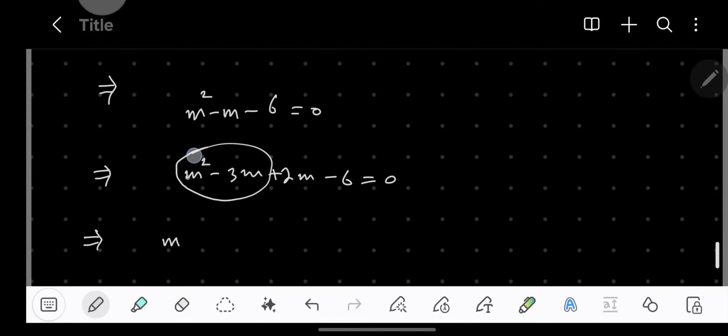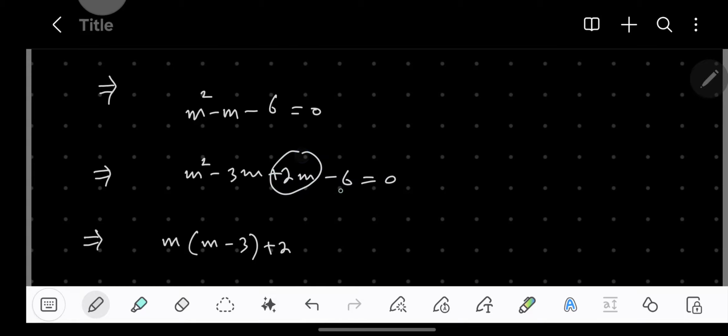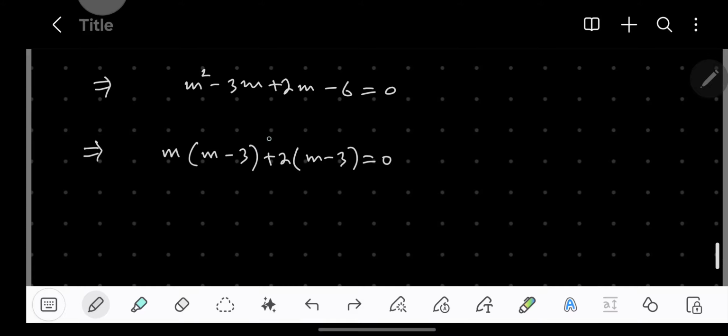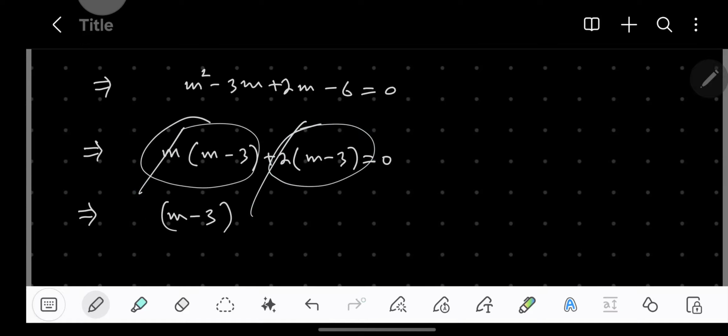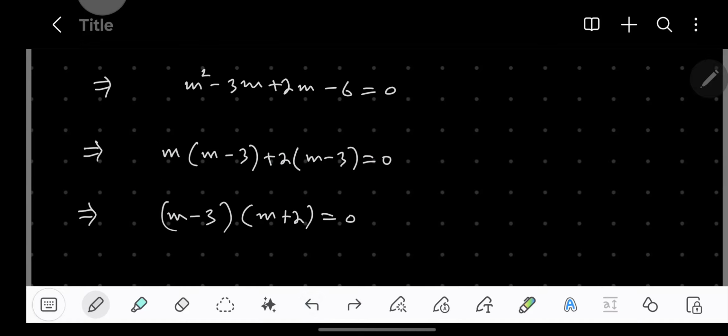Now if I take m common from the first two terms, then here I will get m, and here I will get minus 3. And if I take 2 common from the second two terms, then here I will get m, and here I will get minus 3, because 2 is common, 2 times 3 is 6, so I will write m minus 3. Now you can check that in this term and in this term m minus 3 is common. So I will take m minus 3 as a common factor, and here I will end up with m, and here I will end up with 2. So I will write m plus 2.